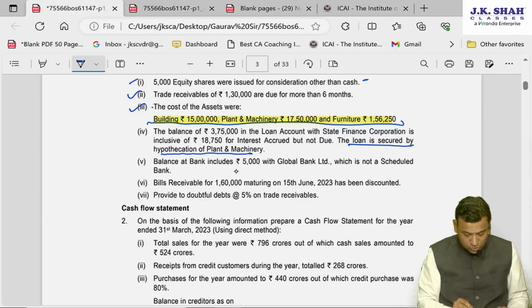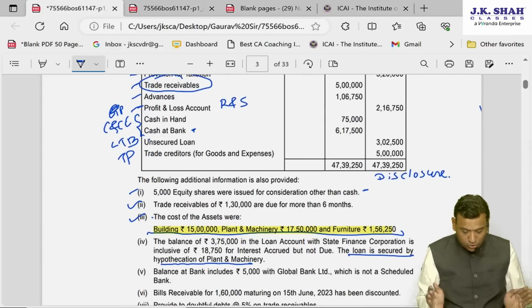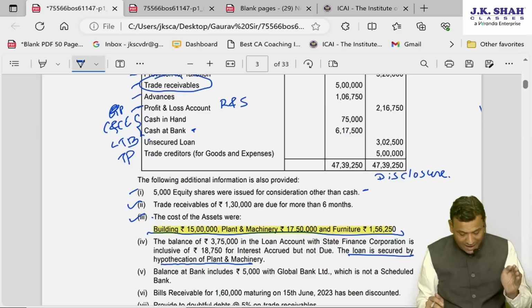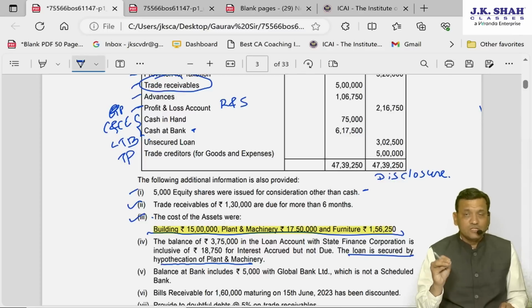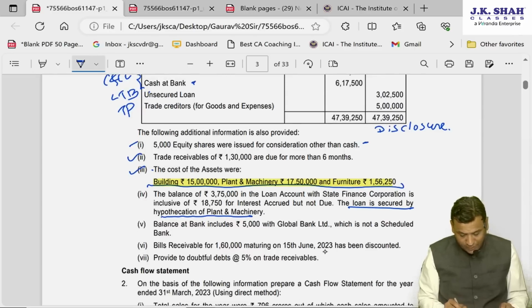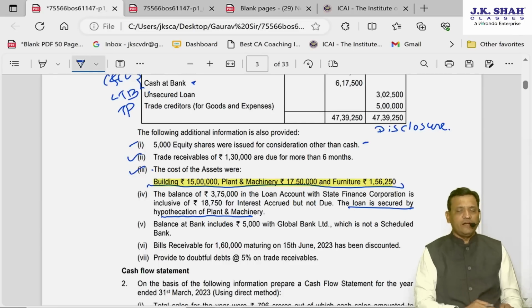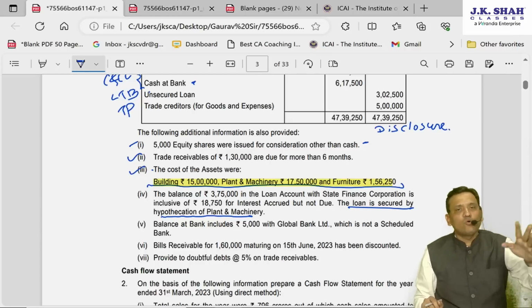Balance in bank includes 5,000 with Global Bank, which is not a scheduled bank. Don't you think again this is a disclosure? This bank balance, we will just disclose it: balance with scheduled banks, balance with non-scheduled banks. So out of 6,17,500, 5,000 will be shown as balance with banks other than scheduled banks. Bills receivable 160,000 maturing on 15 June 2023 has been discounted. Friends, no adjustment has to be done because the bill is already discounted.